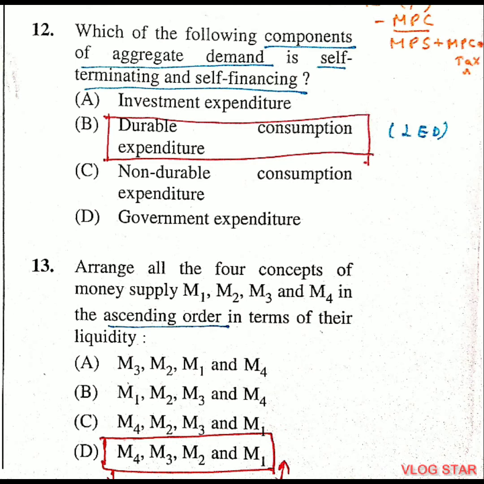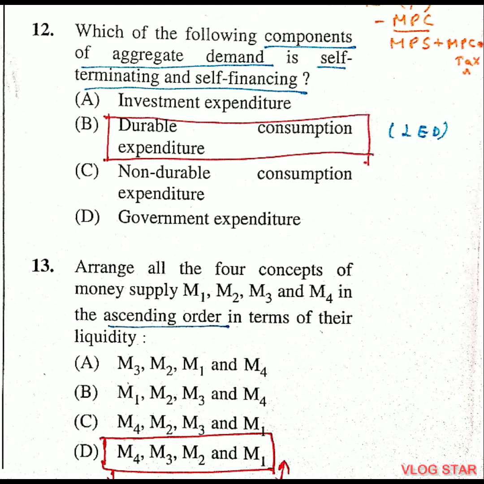Question number 12. Which of the following components of aggregate demand is self-terminating and self-financing? Second one, durable consumption expenditure. For example, LED. We don't buy LED every month, right? So it is a durable consumption expenditure.